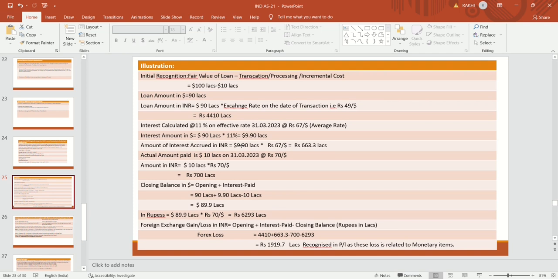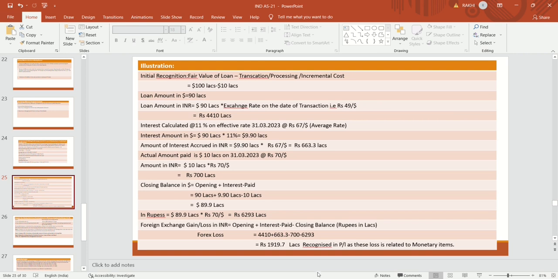Now we will find out the foreign exchange gain or loss in INR. How will we find it? The opening balance in INR is 4,410 lakhs. Interest thereon in INR is 663.3 lakhs. We will add these and deduct from that the closing balance and also the amount paid. The differential amount will be the forex exchange loss, because the closing balance and the amount paid is more than the opening balance and interest. So the difference is forex loss.